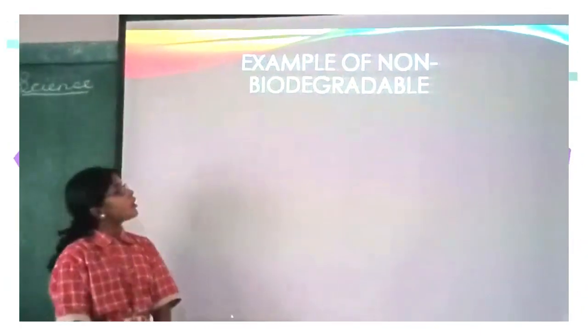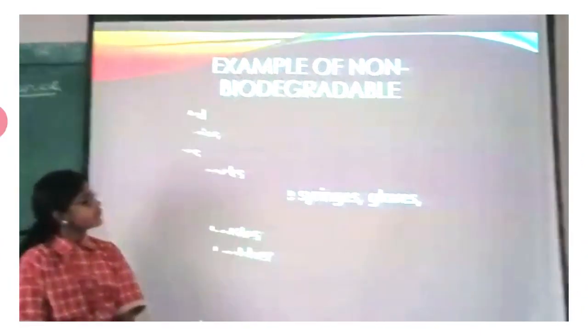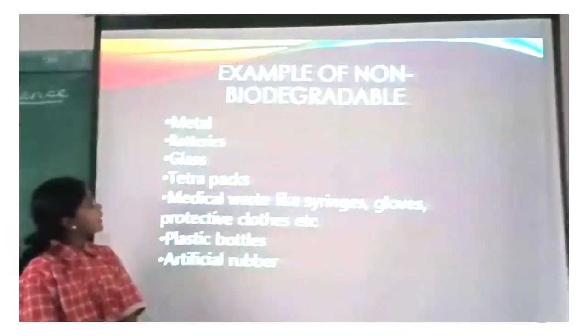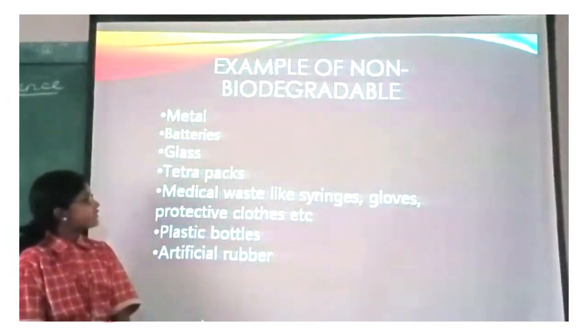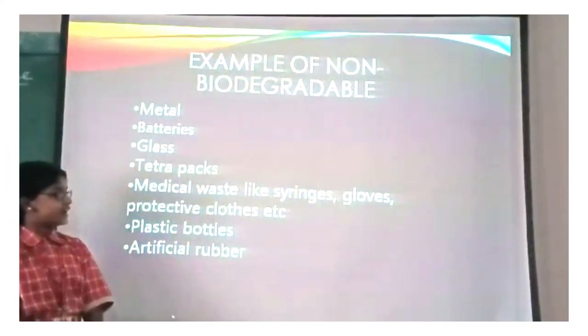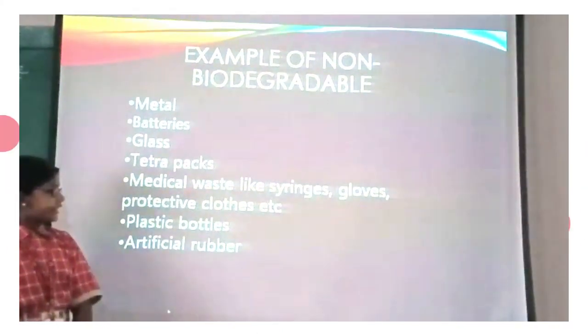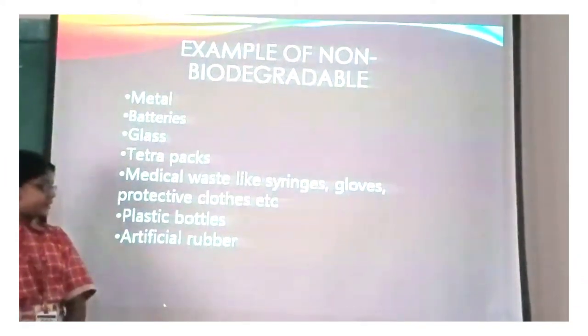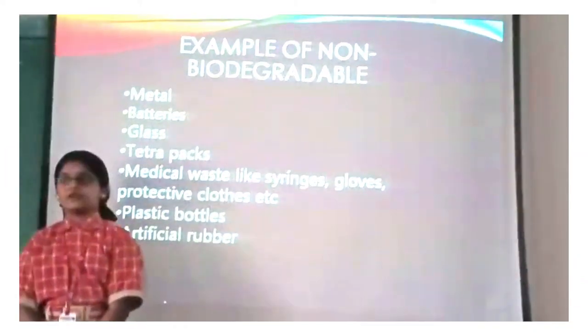Examples of non-biodegradable waste: metal, batteries, glass, medical waste like syringes and gloves, protective clothes, etc., plastic bottles, artificial rubber.